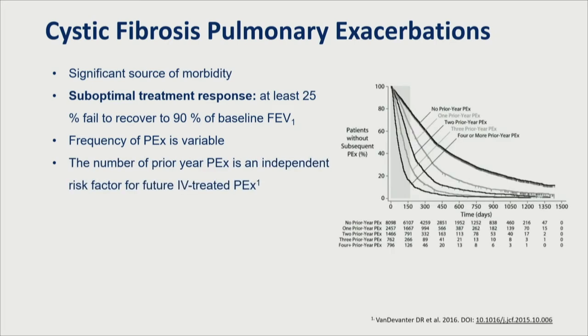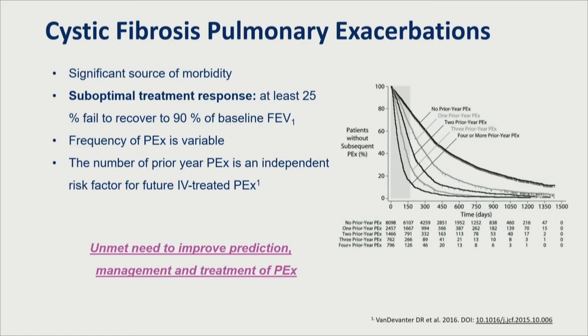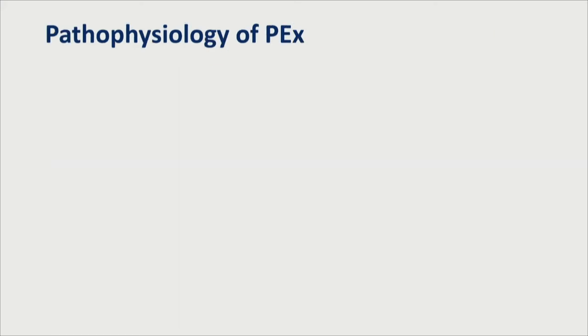Data from a study of the CF Foundation patient registry has shown that the number of prior year exacerbations is an independent risk factor for future IV-treated exacerbations. And this graph taken from the study shows that as patients' number of prior year exacerbations increases, their time until next exacerbation decreases. And this highlights that there is an unmet need to improve the prediction, management, and treatment of exacerbations.